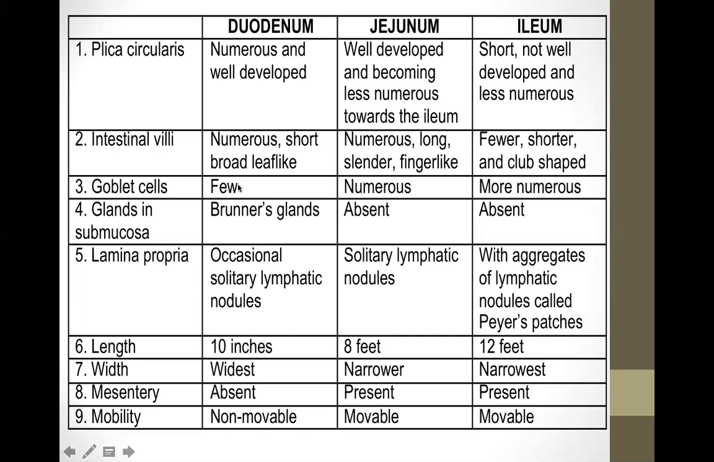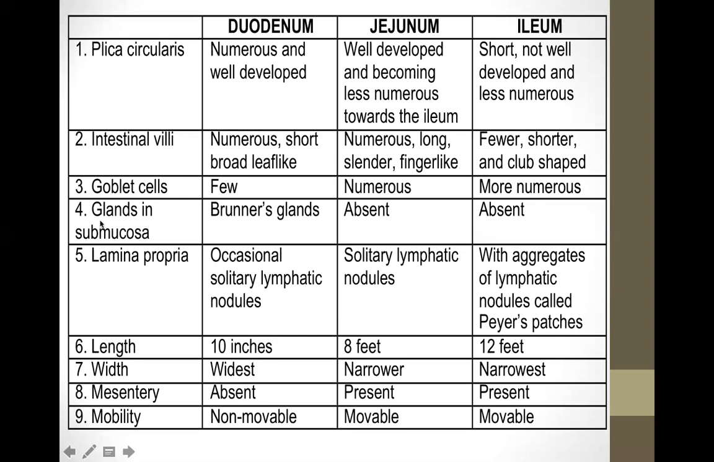Goblet cells are few in the duodenum, numerous in the jejunum, and more numerous in the ileum. The most numerous goblet cells are found in the large intestine. So as you go toward the large intestine, there are more. The large intestine has the most goblet cells, because that is its parenchyma. If the stomach's parenchyma would be parietal cells, the small intestine's is the enterocyte, and in the large intestine it would be goblet cells.